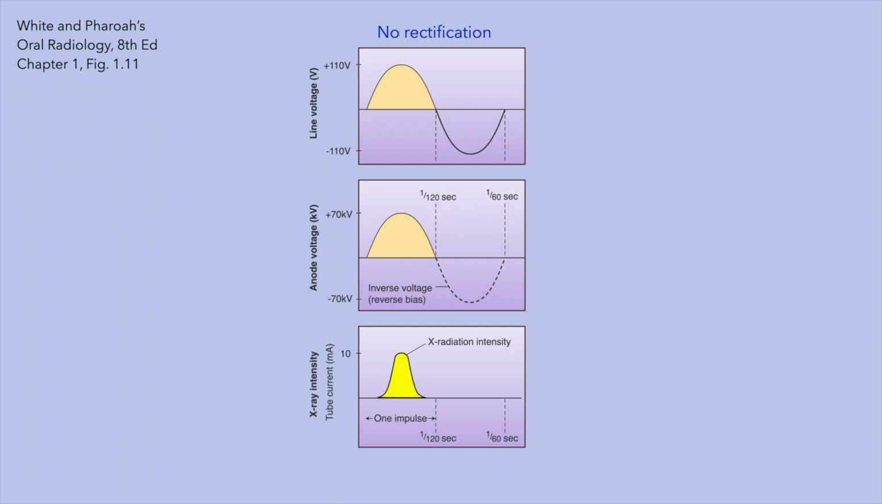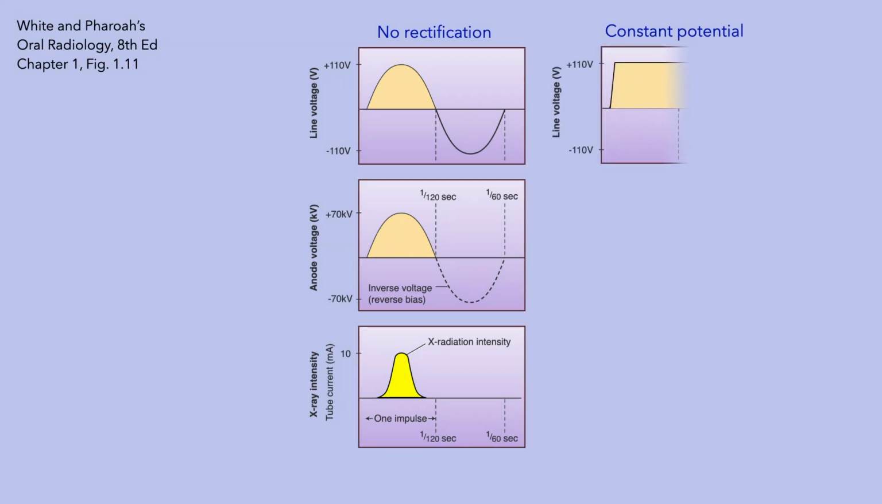However, during the following half of the cycle, the polarity between the cathode and the anode is reversed and X-ray production ceases. Thus, when we operate an X-ray tube with an alternating current with no rectification, we will produce X-rays for only half of the exposure time.